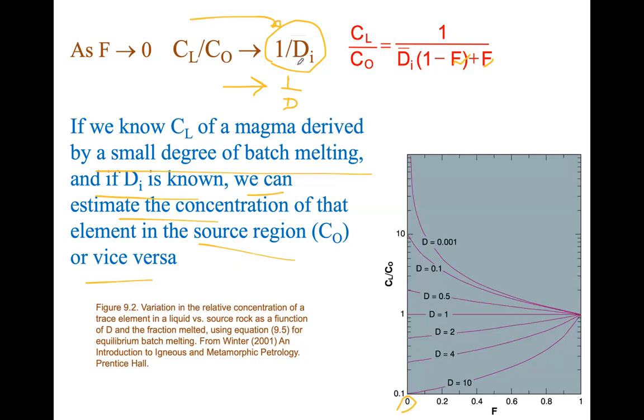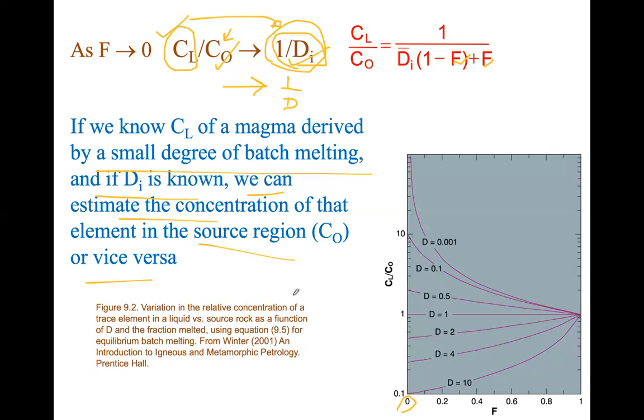So because D is known, it's experimentally determined. You have tables given, and you can replace it there, and you can measure the particular elemental composition in the collected basalt. This one is unknown because we don't know the source region composition in the mid-ocean ridge, right? So you know this one and this one. Therefore, you can directly estimate this one, or the source composition, right?